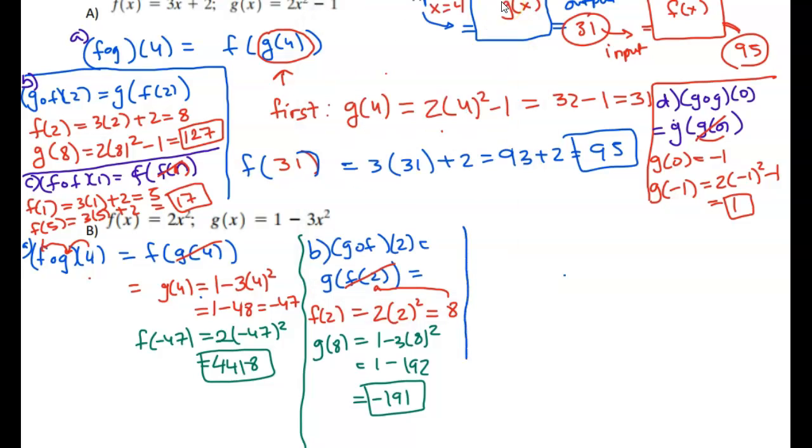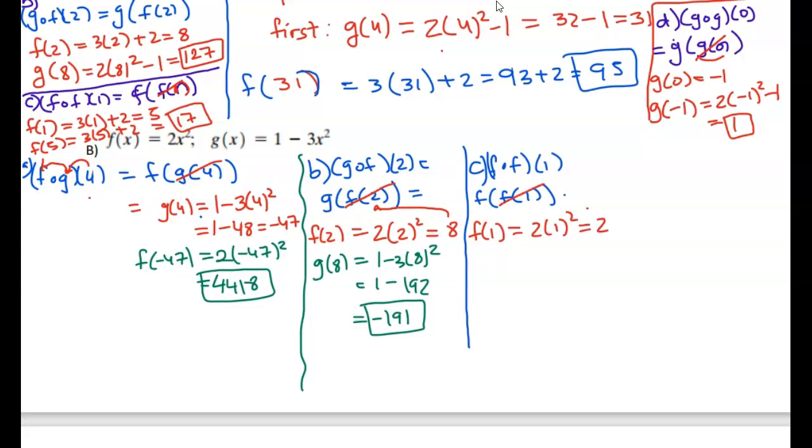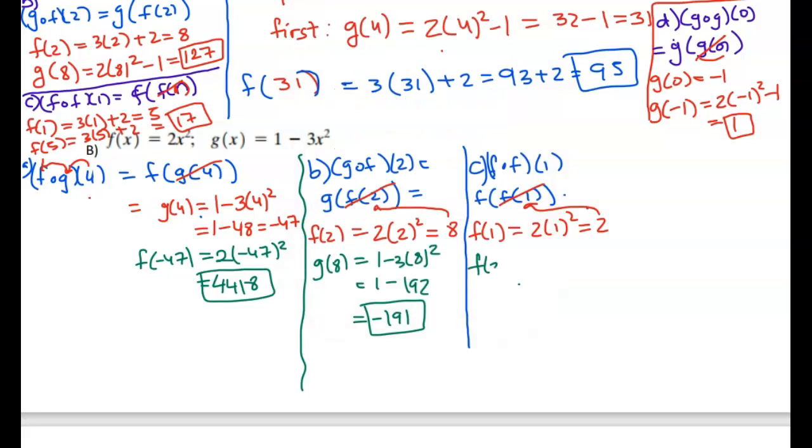Alright, let's do C. Okay, C was f of f of 1. Start with the inner function. f of 1 equals 2 times 1 squared, which is 2. Then plug this into, replace the f of 1 here. So f of 2 now is going to be 2 times 2 squared. 2 times 4 is 8.